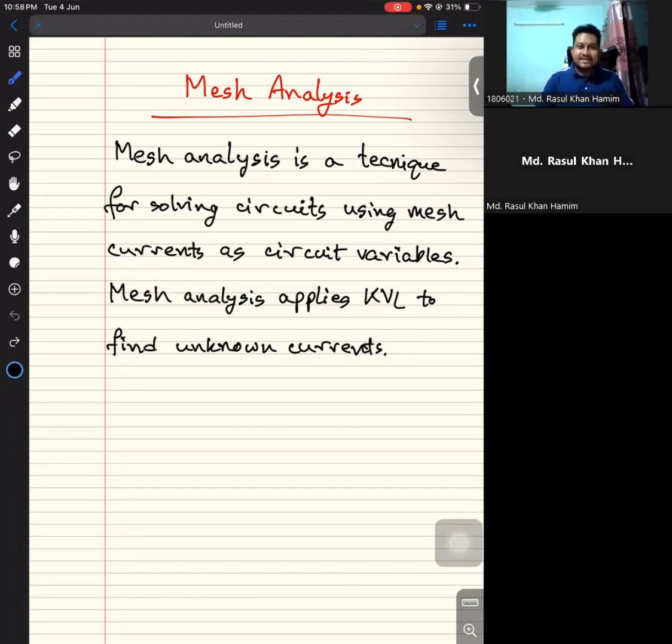Today we are going to learn about mesh analysis, which is the procedure for analyzing circuits. Mesh analysis is a technique for solving circuits using mesh currents as circuit variables. Mesh analysis applies KVL to find unknown currents.